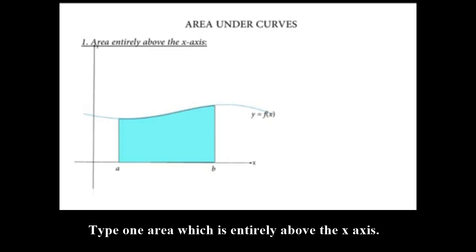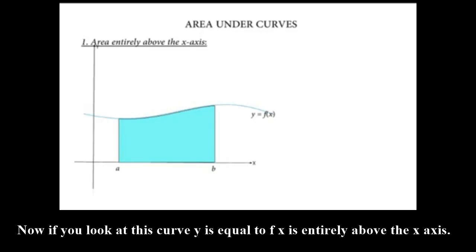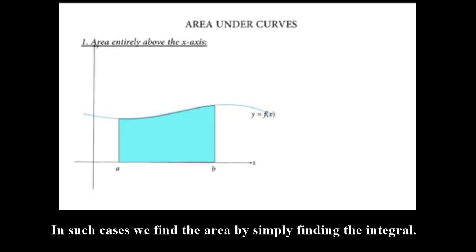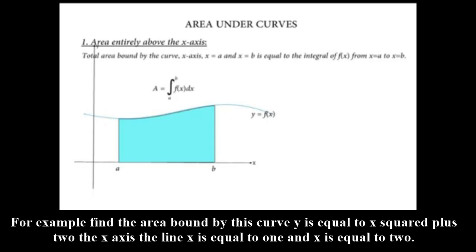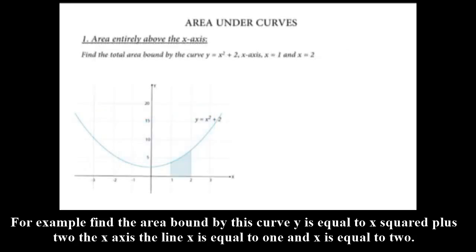Type 1 area, which is entirely above the x-axis. Now if you look at this curve, y is equal to f(x) is entirely above the x-axis. In such cases we find the area by simply finding the integral. For example, find the area bound by the curve y is equal to x squared plus 2, the x-axis, the lines x is equal to 1 and x is equal to 2.